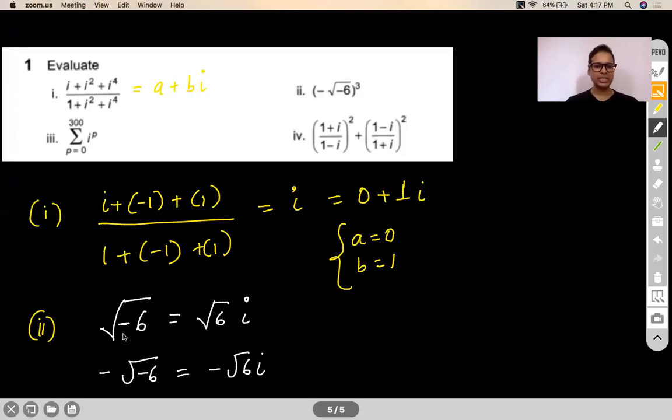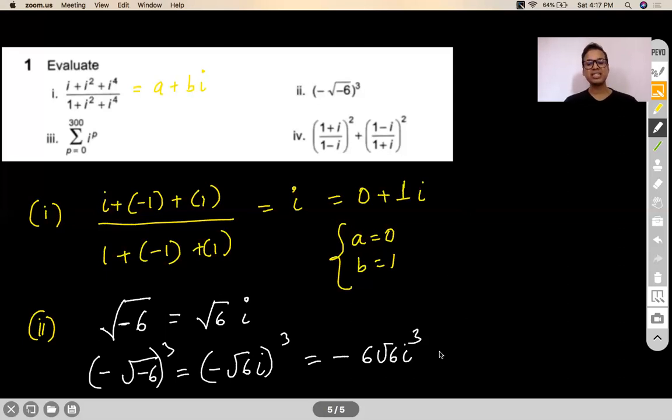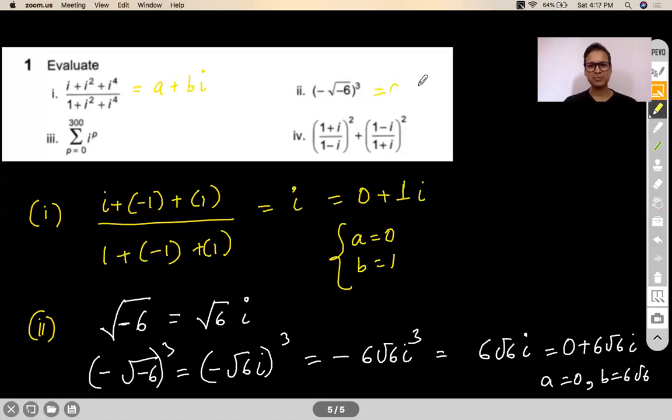Okay, Pranav, very good. So let's cube it. If you cube it, you get minus 6 root 6 i cube. Remember, i cube is minus i. So it will be 6 root 6 i. So you can write it as 0 plus 6 root 6 i. So a is going to be 0 and b is going to be 6 root 6, provided I want to write it as a plus bi.